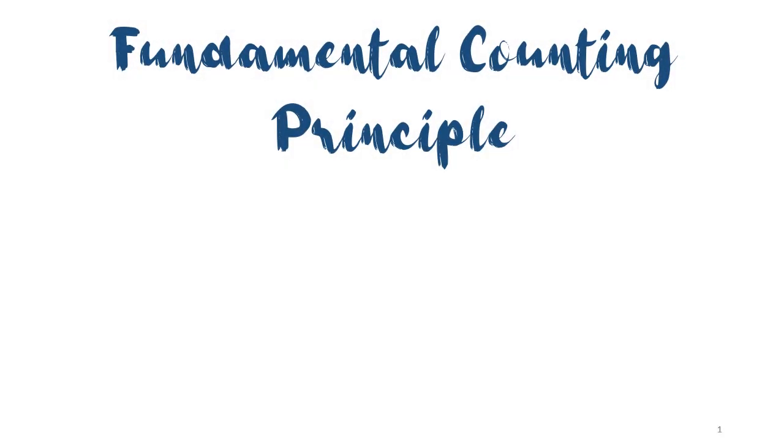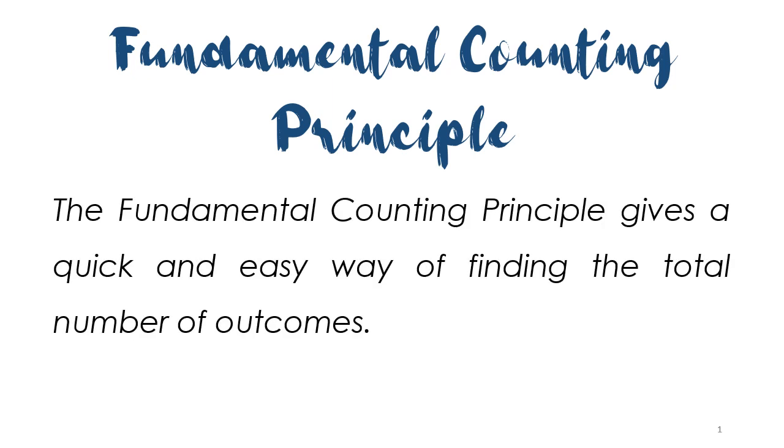So what is the fundamental counting principle? The fundamental counting principle gives us a quick and easy way of finding the total number of outcomes of a given experiment. So how do we use this in finding the total number of outcomes?